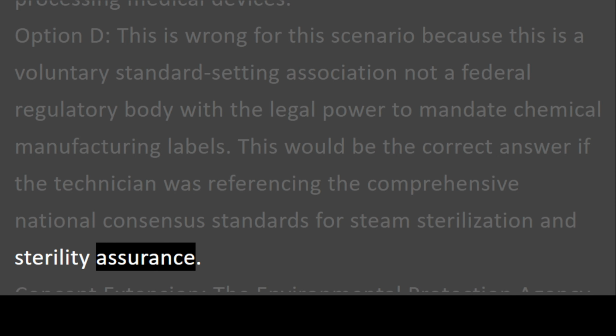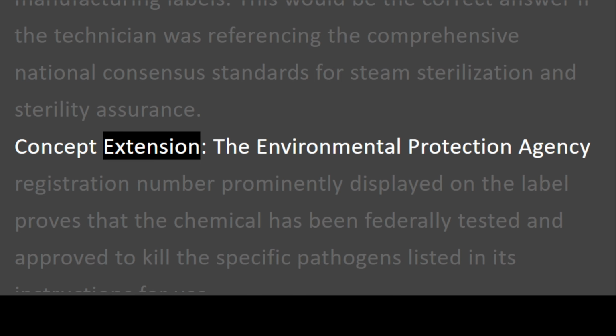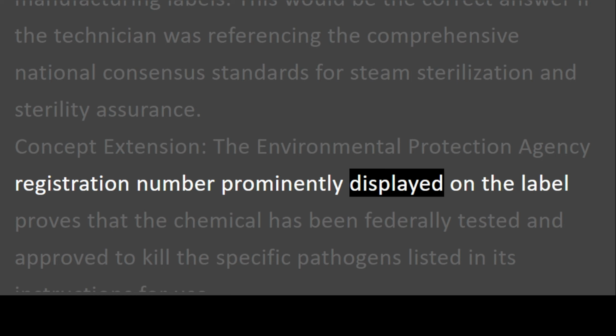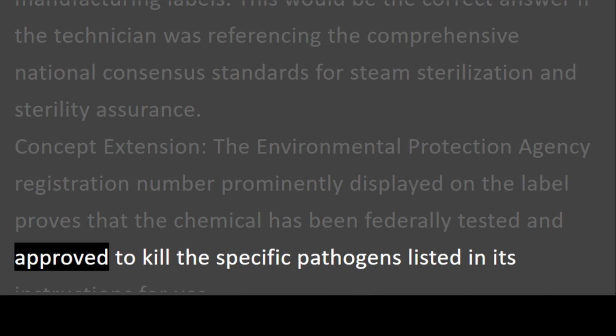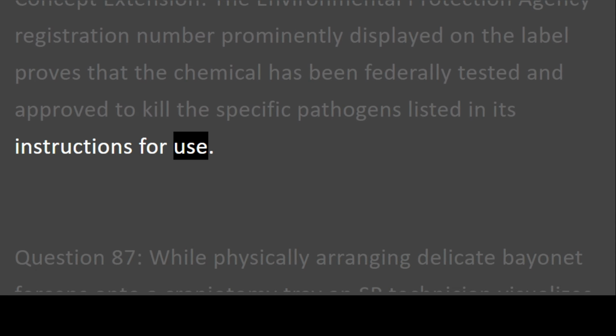Sterility Assurance. Concept extension. The Environmental Protection Agency registration number prominently displayed on the label proves that the chemical has been federally tested and approved to kill the specific pathogens listed in its instructions for use.